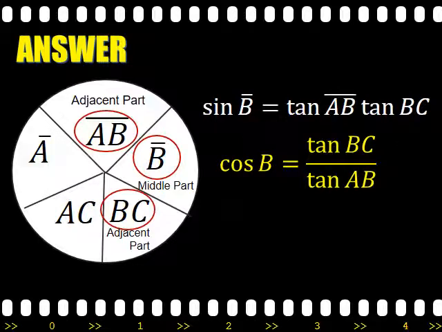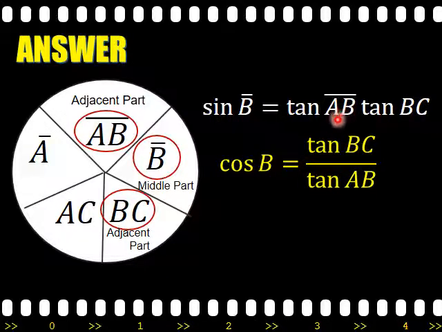Okay, so here's our answer. So, sine B bar, okay, middle part, is equal to the tangent of AB bar times tangent BC. Okay, so ito yung sinasabi kong shortcut kanina. So, papalitan natin si sine ng cosine, and then tatanggalin natin yung bar. And then, dito, ang walang bar dito si BC. So, mareretain siya dito sa numerator.